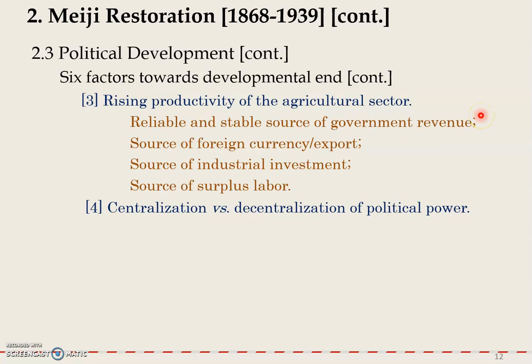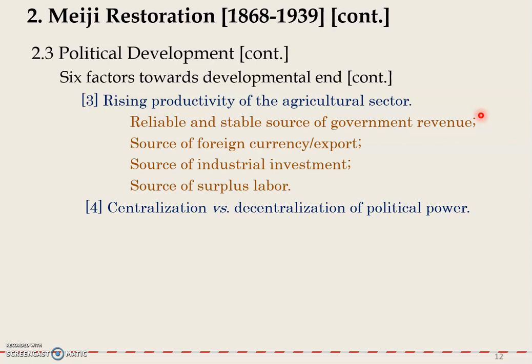All right, welcome back to our discussion of the 6 factors that could lead to a developmental state, or a movement towards that end. Now, in the previous video, we already talked about 3 factors. Here, we're gonna check out the remaining 3 factors. Okay? The 4th factor here is the centralization versus decentralization of political power.